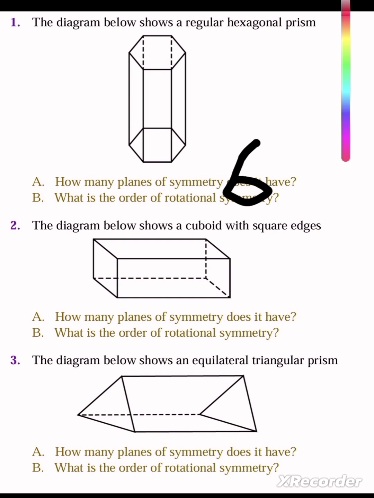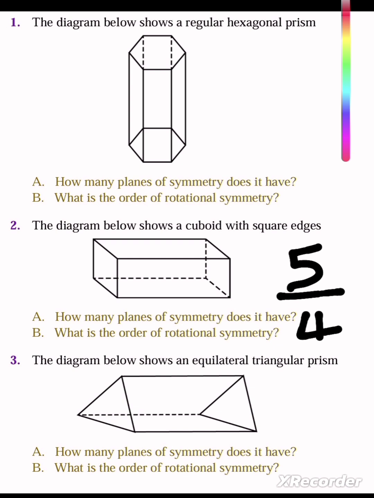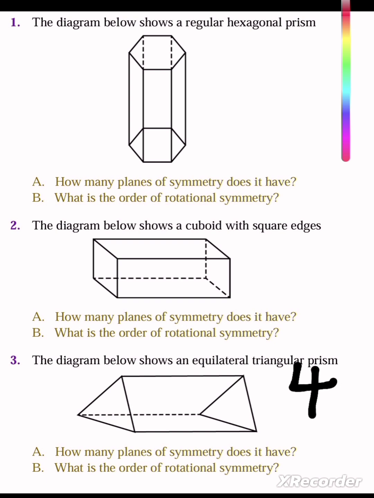Same situation here. How many corners? We have 4 corners. So these 4 corners plus 1 becomes 5 planes of symmetry. What about rotation? It will be 4. What about this? There are 3 sides, so the total number of planes of symmetry is 3 plus 1, 4. Then the total number of rotation symmetry is 3.